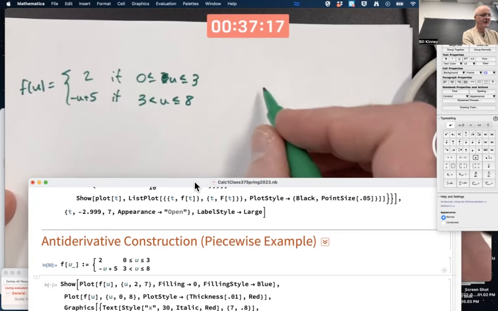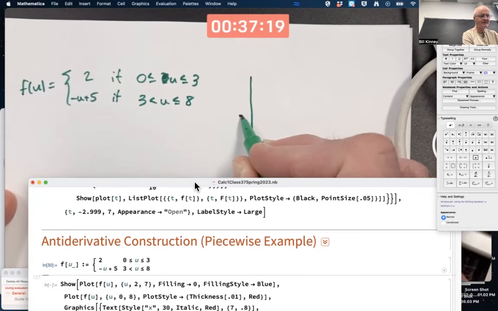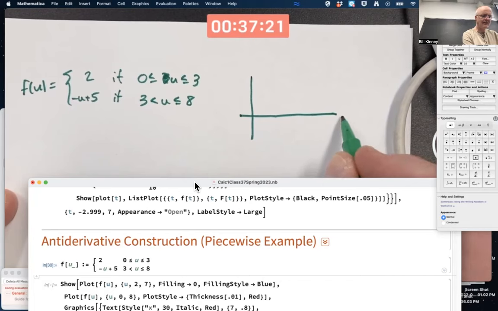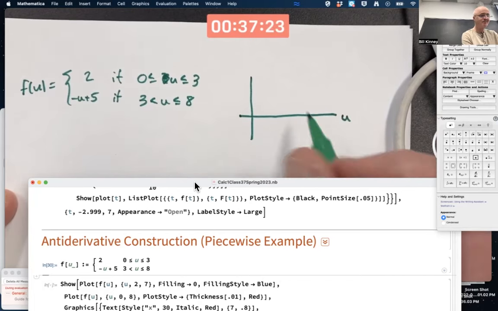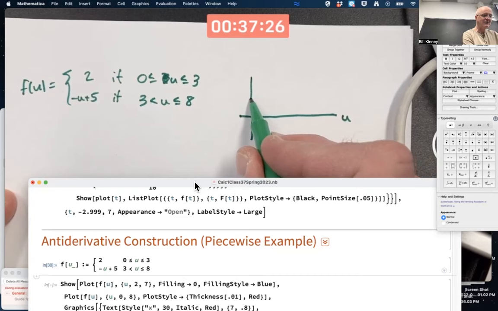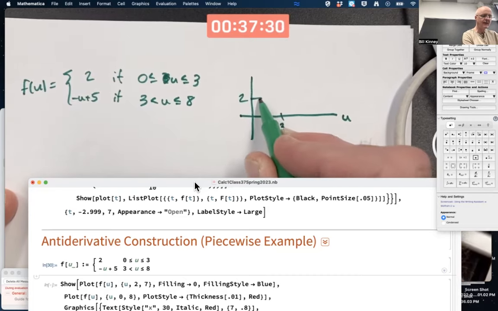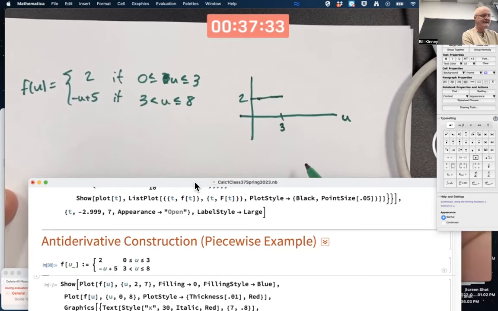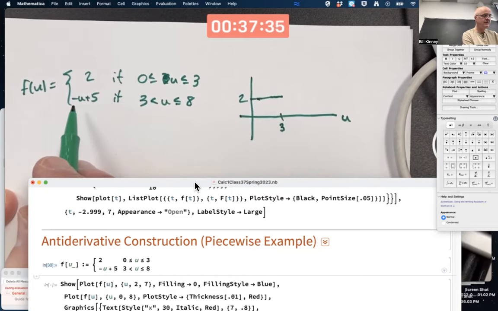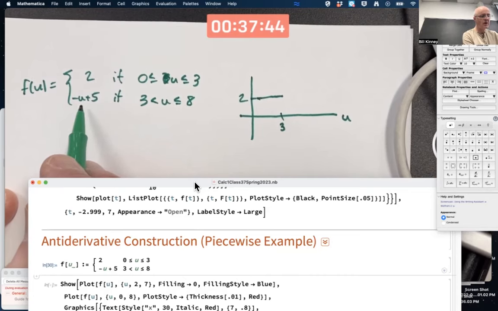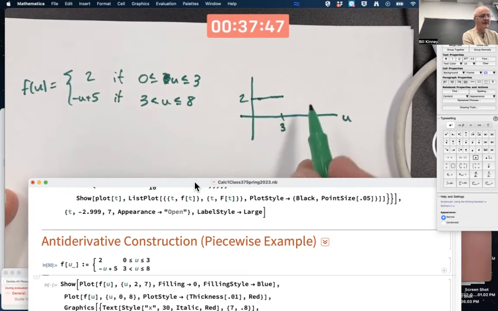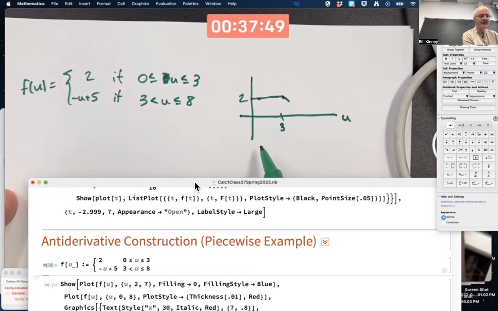What does the graph of this function look like? If I call the horizontal axis u to be consistent, it's horizontal at 2 when u goes between 0 and 3. Let's say 3 is right there. And it's got a slope of -1 and a y-intercept of 5 when u is bigger than 3. Notice if you plug in u equals 3 into this, you get -3 plus 5, you get 2, matching the value at u equals 3. This is a continuous graph, is what I'm trying to say.